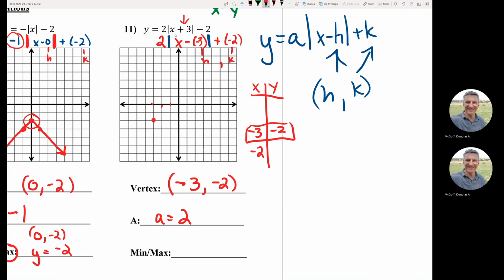I plug that into my equation. Negative 2 plus 3 is positive 1. The absolute value of positive 1 is positive 1. Positive 1 times 2 is positive 2. Positive 2 minus 2 is 0.